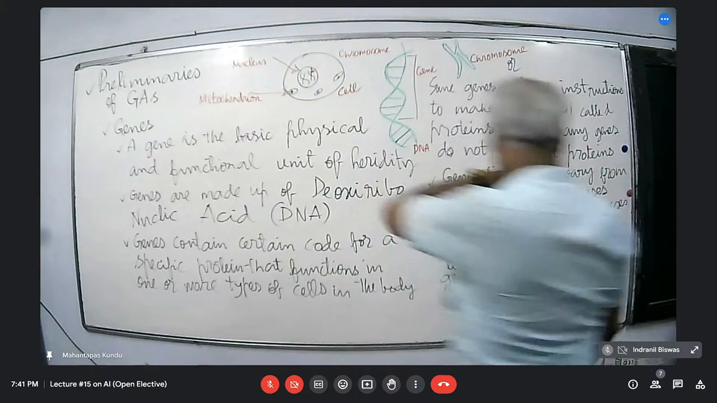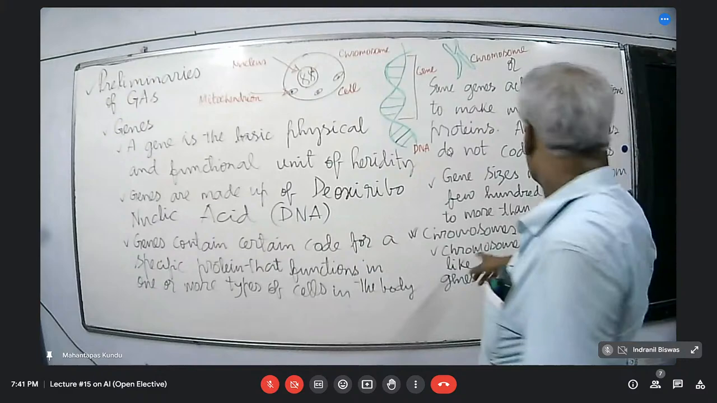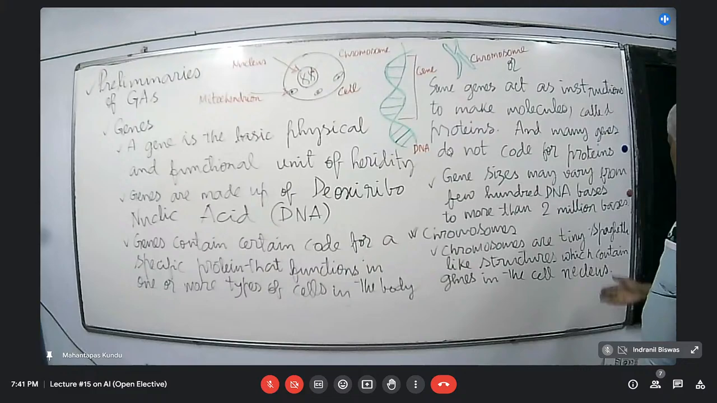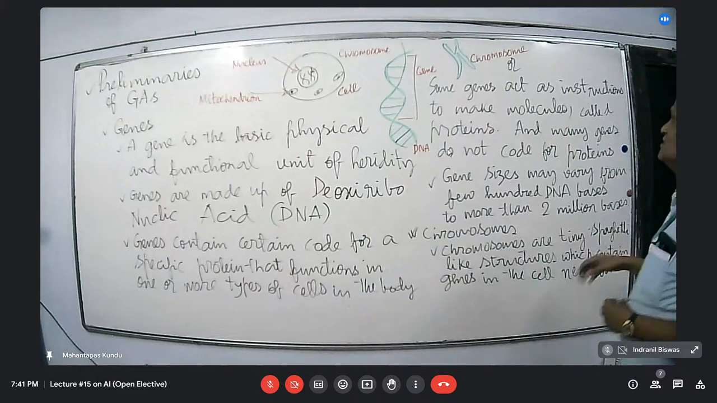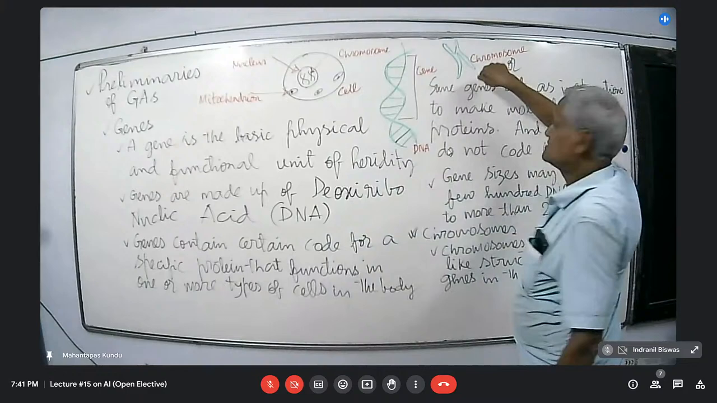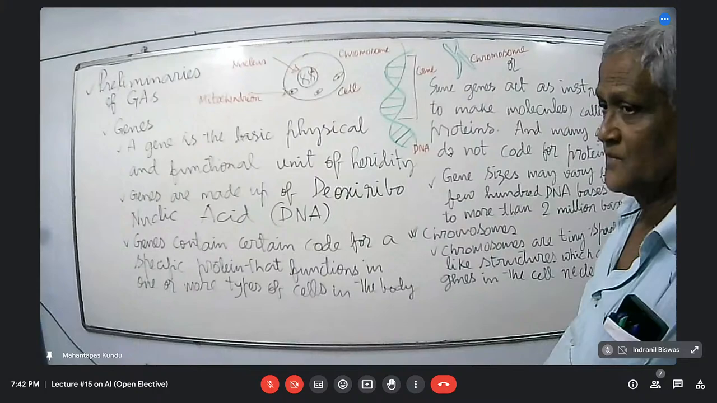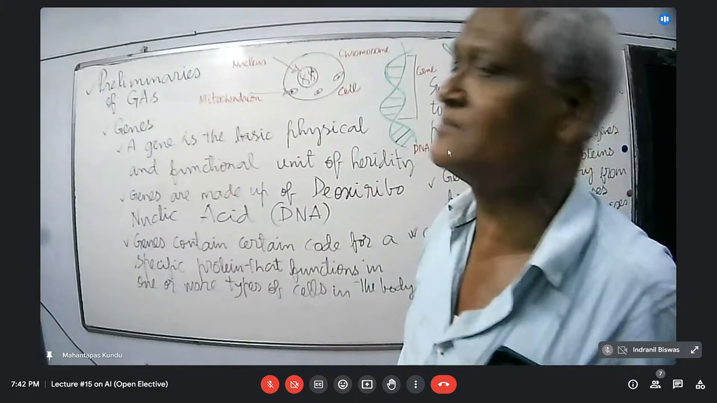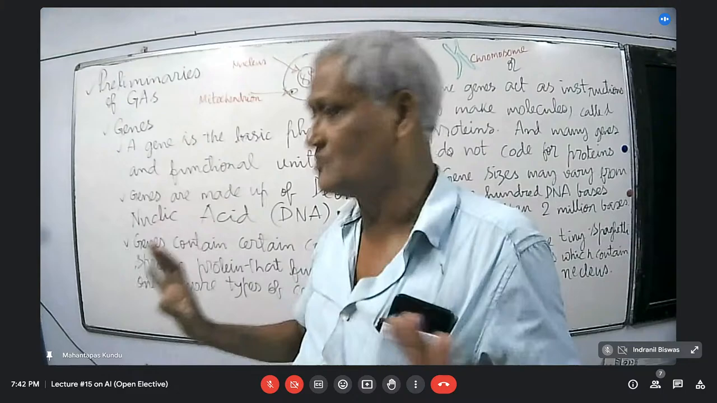The next is chromosome. Chromosomes are tiny spaghetti-like structures which contain genes in the cell nucleus. If you go into the nucleus of a cell, you will find chromosomes here, and they have a spaghetti-like structure. They contain the genes in the cell. These are the certain terminologies of genetics which we should know before studying genetic algorithms. Is this all right?